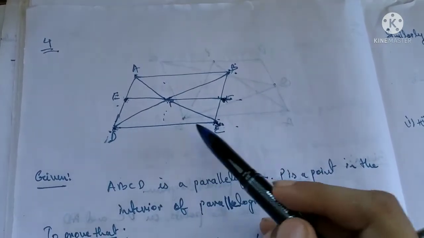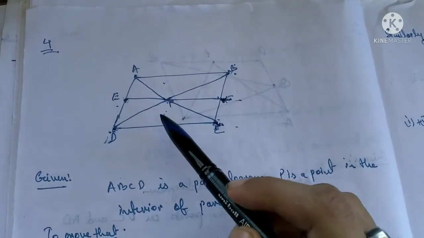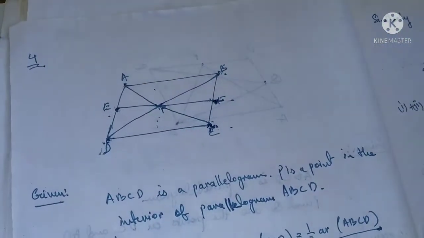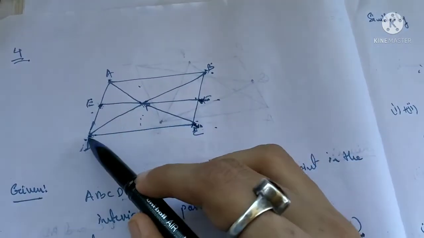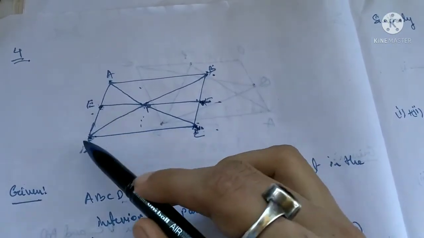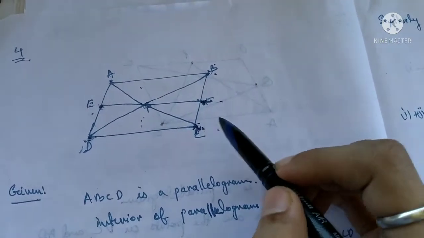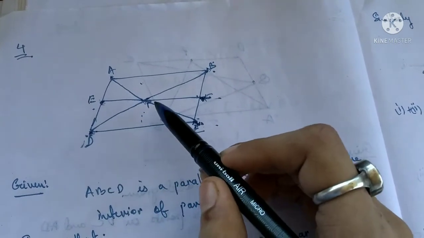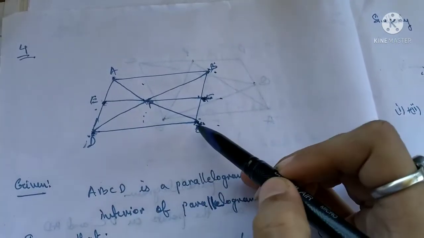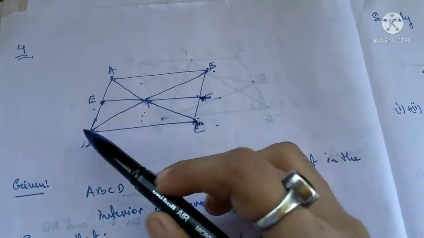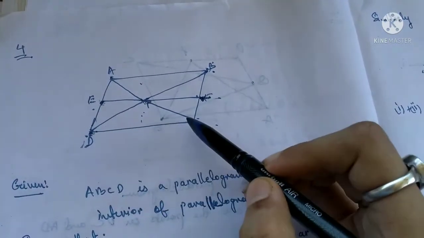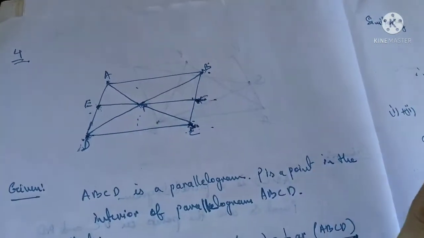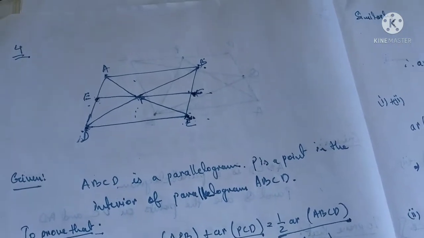So now you see there is a triangle inside this parallelogram, and this triangle and the parallelogram are on the same base and between the same parallels. Therefore I can say that area of this triangle PCD, PCD or PDC, whatever you say, will be equal to half the area of this parallelogram DCFE. That will be our equation number 1.